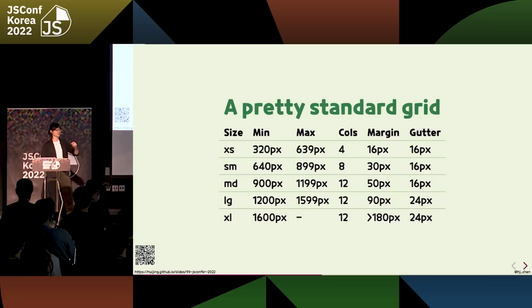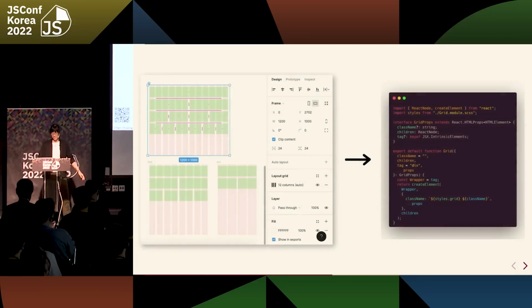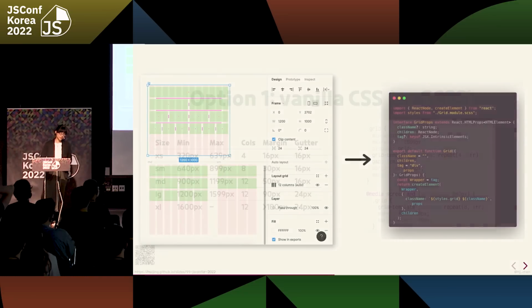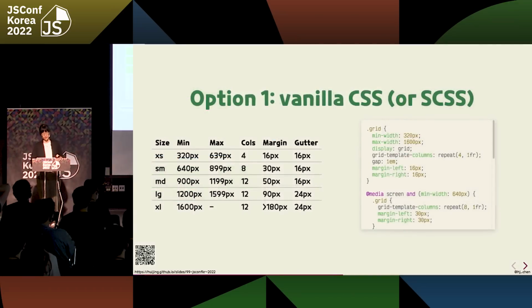So let's say your designer hands you these specs. Your designer is like, build me this grid with your code, your CSS, or whatever. There are many different approaches you can take to write the CSS to implement this grid in a JavaScript-powered application. So we'll go through a couple of these examples to give you an idea. I'm using React in the examples, but the ideas are transferable to other frameworks as well.